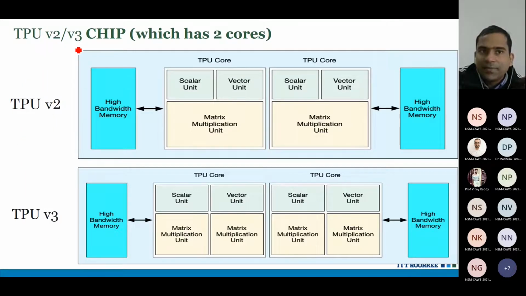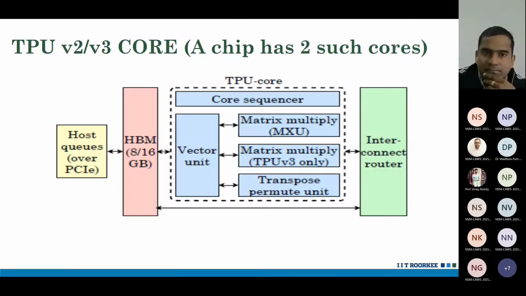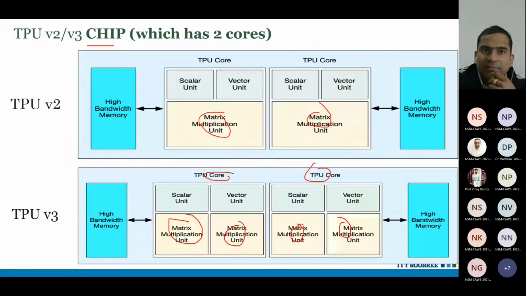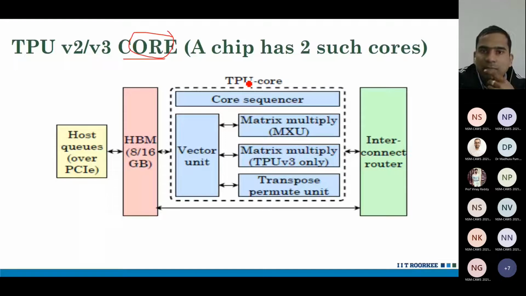So this is the figure of chips, which has two cores. This is one core, this is another core. Here, this is only one MXU per core. Here it has two cores, and every core has two MXUs. And this was the figure of a chip. This is the figure of each core. So version 2 has only one MXU. Version 3 has two MXUs.